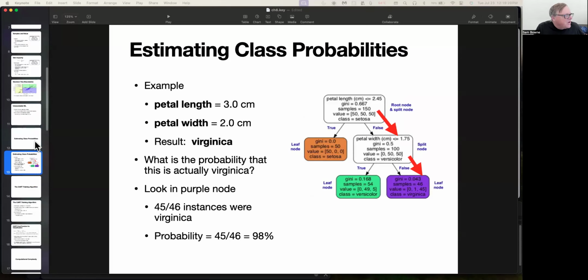All right, so you can estimate the probability that this thing is actually Virginica, if you categorize something as Virginica. And so to get an idea of how accurate it is, you can just say 45 out of 46 of the samples here are Virginica, so it has a 98% chance of being right. That's one way to measure the success of the model.